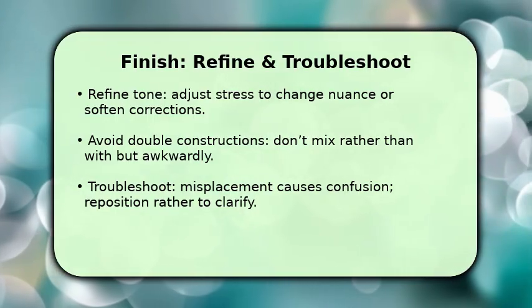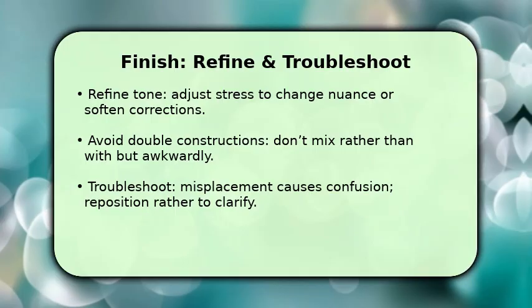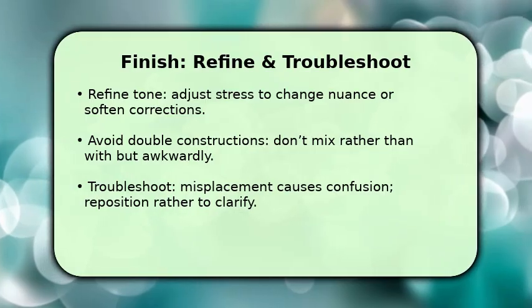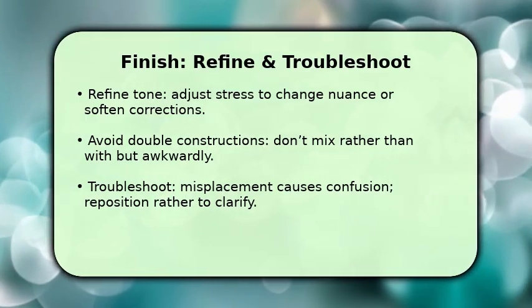Once you can choose preference or intensity reliably, practice natural pacing and reduce overuse. Make sure to avoid awkward doubles. Don't say rather than but when it produces redundancy.